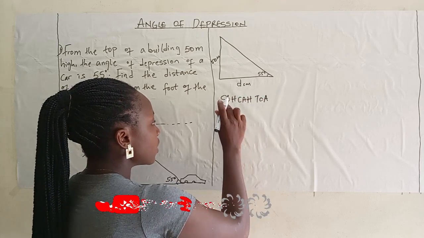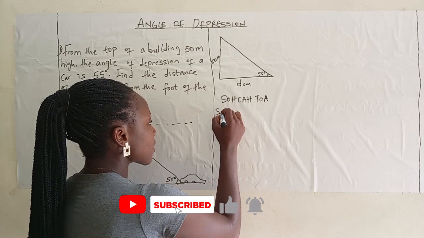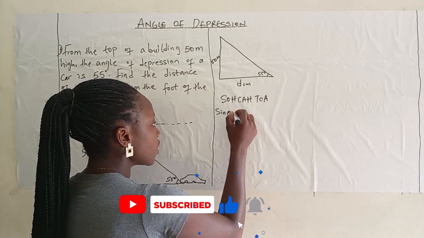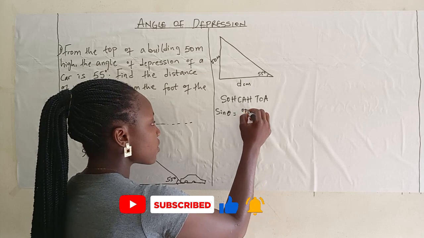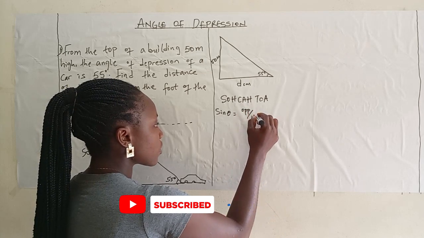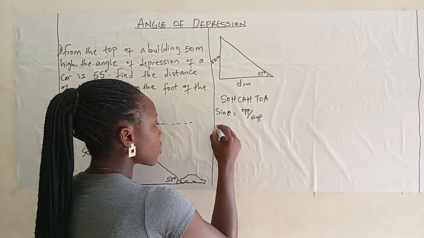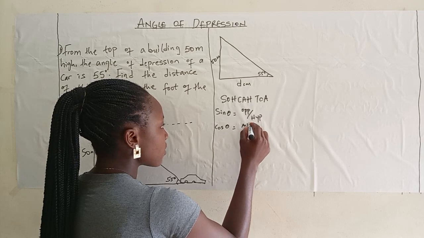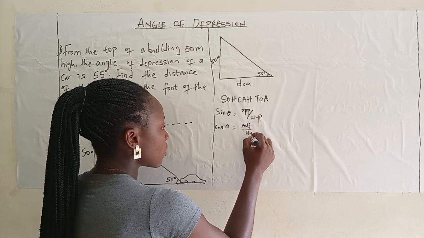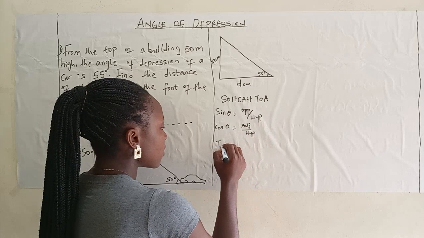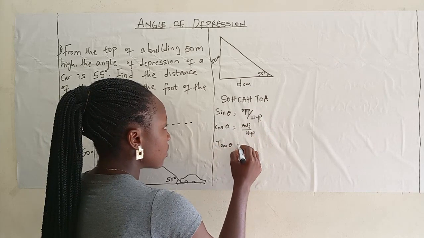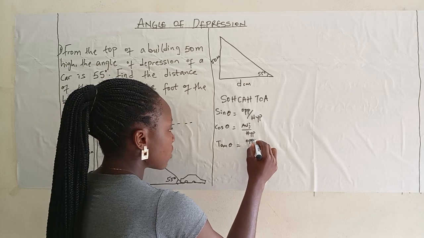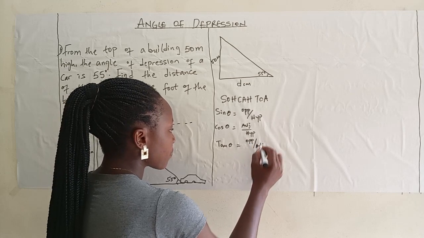SOHCAHTOA. So sine theta equals opposite over hypotenuse, while cos theta equals adjacent over hypotenuse, and tan theta equals opposite over adjacent.